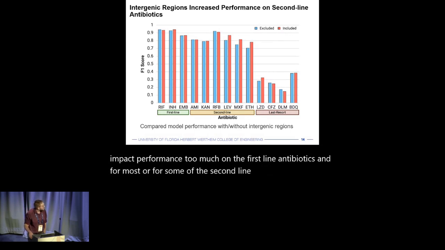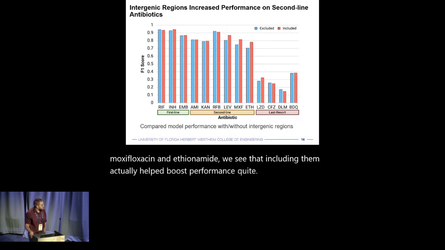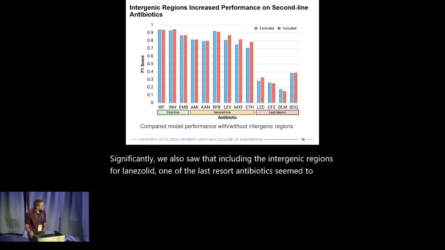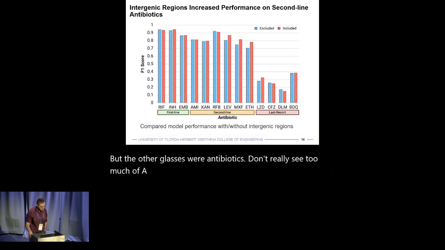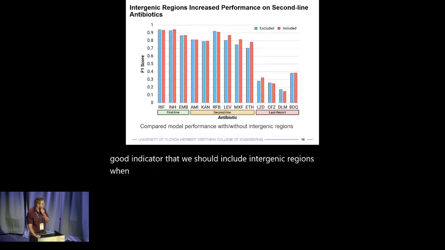But for 3 of the second line antibiotics, namely levofloxacin, moxifloxacin, and ethionamide, we see that including them actually helped boost performance quite significantly. We also saw that including the intergenic regions for linezolid, one of the last resort antibiotics, seemed to help. But the other last resort antibiotics don't really see too much of a difference. Actually, delamanid even sees a little bit of a performance decrease. But given this result, it was a good indicator that we should include the intergenic regions when training and developing our model as well as testing them.